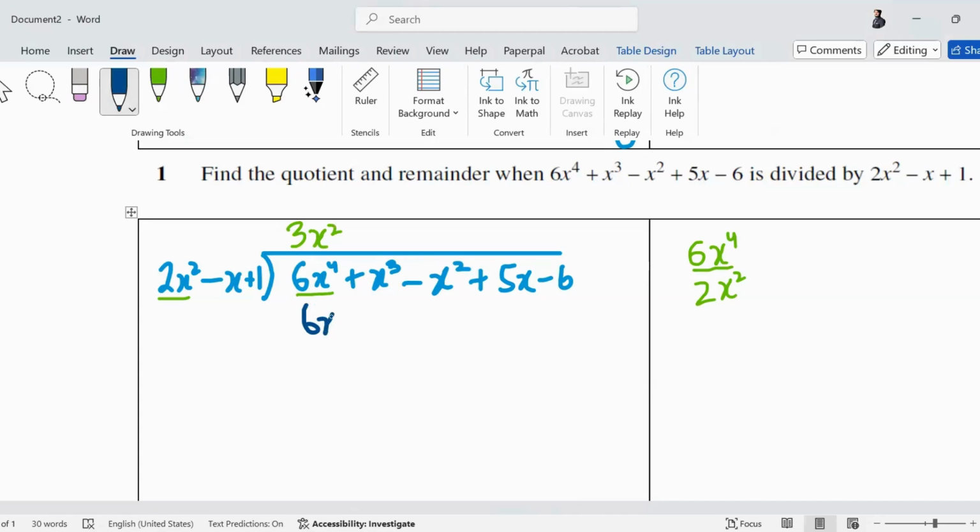And what will we be left with? 6x to the power 4. 3x square will multiply with minus x as well. This will become minus 3x cube. Signs are very important in this one. Plus x will multiply with 3x square, it will become plus 3x. And then we will subtract them.